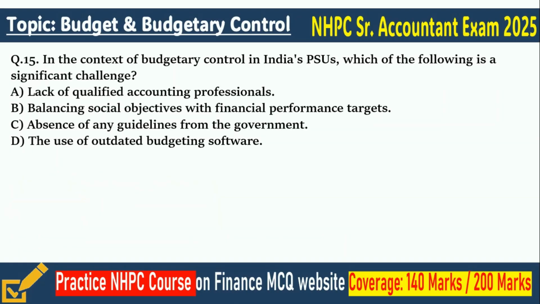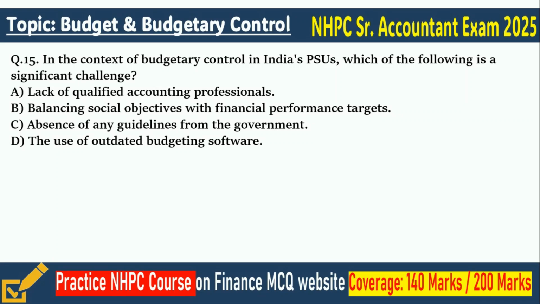Moving on, friends. In the context of budgetary control in India's PSUs, which of the following is a significant challenge? Option A, lack of qualified accounting professionals. Option B, balancing social objectives with financial performance targets. Option C, absence of any guidelines from the government. Option D, the use of outdated budgeting software. So, what should be the correct answer here, friends?